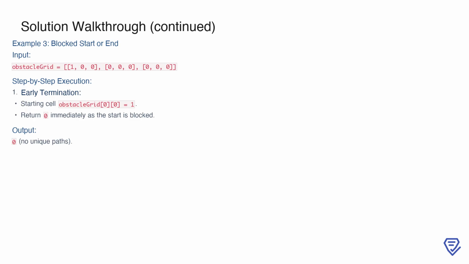In the last example, we encounter a case where the start or end point is blocked. Here, the starting cell, obstacleGrid[0][0], is occupied by an obstacle. Since it's impossible to begin the journey, we terminate early and return 0 as the result. This demonstrates how obstacles at critical positions can completely eliminate the possibility of any unique path in the grid.